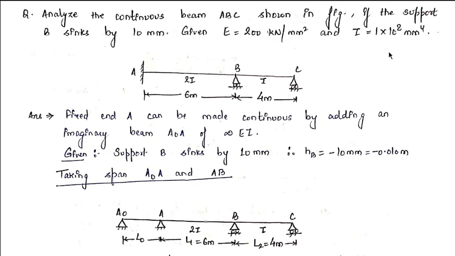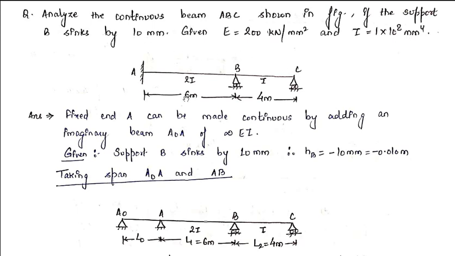Now let us do another numerical problem on the analysis of continuous beams with a fixed support by using three moment equations. So the question is, analyze the continuous beam ABC shown in the figure if the support B sinks by 10 mm. Given the modulus of elasticity is 200 kilonewton per mm square and the moment of inertia, that is capital I, is 1 into 10 to the power 8 mm to the power 4.